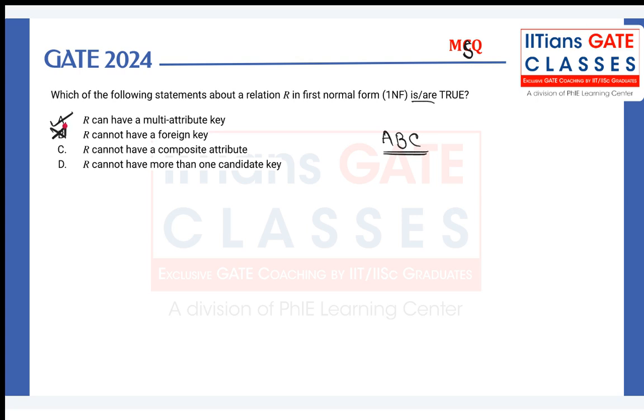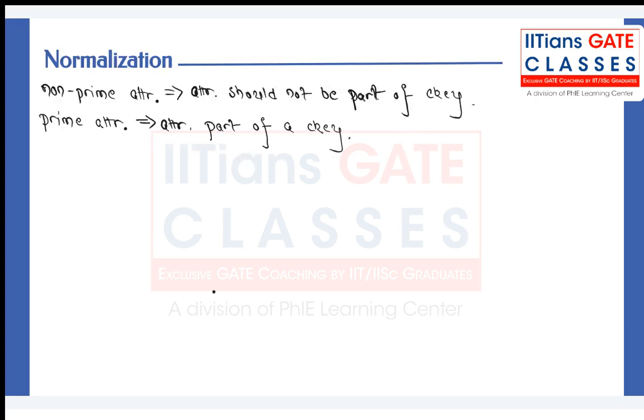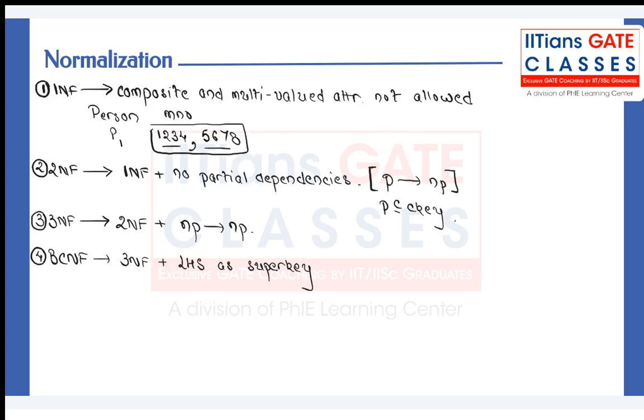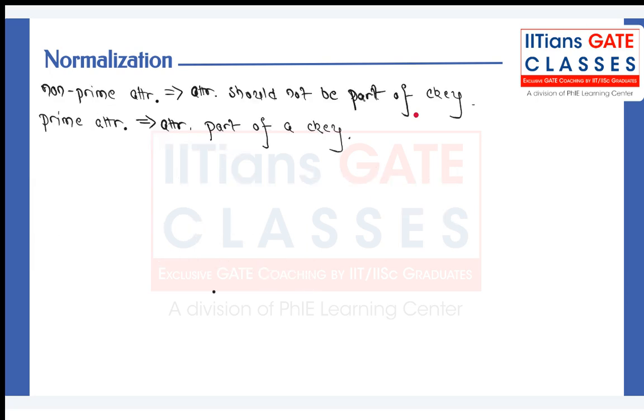Can R have a composite attribute? If you were following my lecture 5 minutes back, you can answer this. Can R have a composite attribute? No. If you read the notes, it's clearly written that in 1NF composite attributes are not allowed, right? So that is true as well.